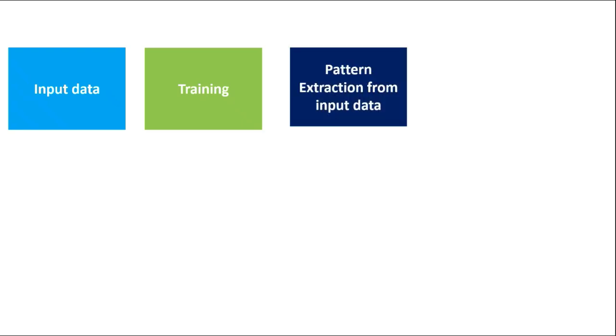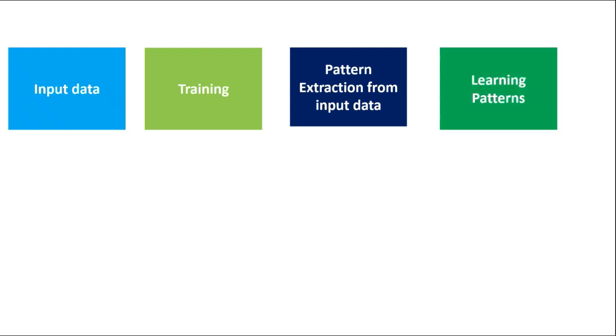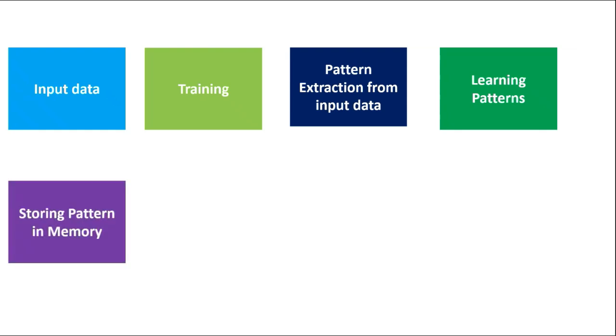So, in this analogy, we talked about input data, we talked about training, we talked about pattern extraction from input or training data. Then we also talked about learning the patterns. So my son was able to learn the patterns from the training data, the dinosaurs, which I was showing to him. Storing learned patterns in memory. So my son was able to learn the patterns and then he was able to memorize those patterns.